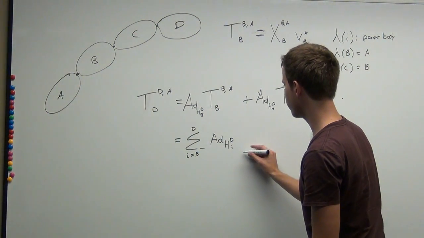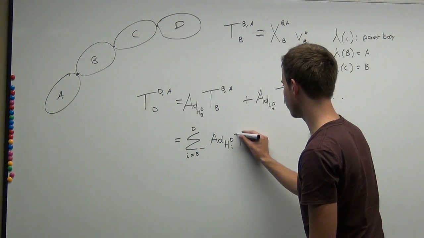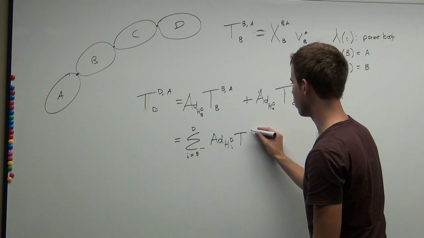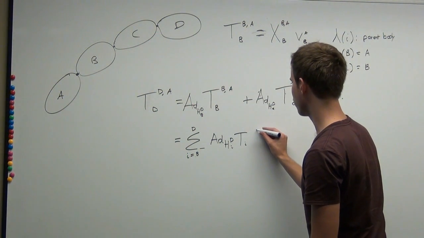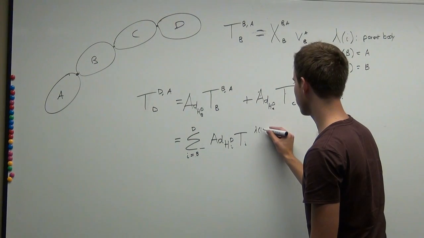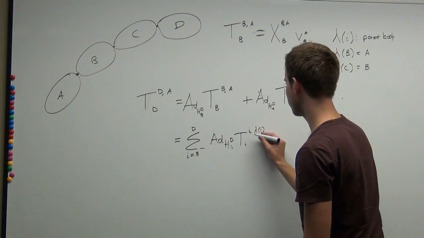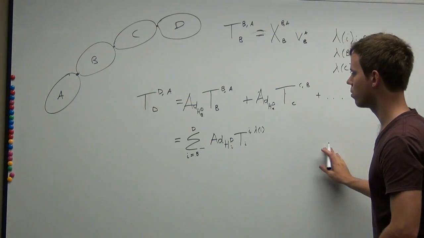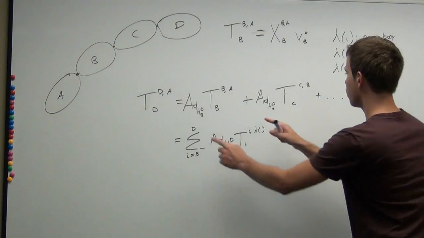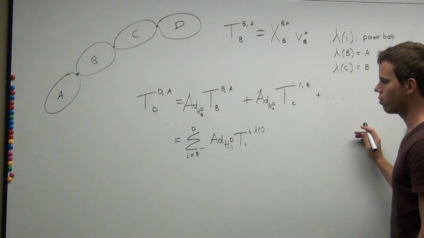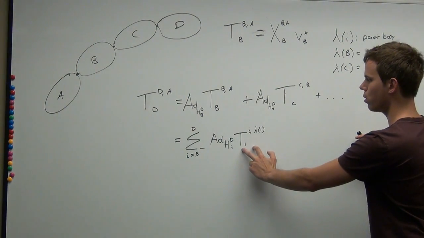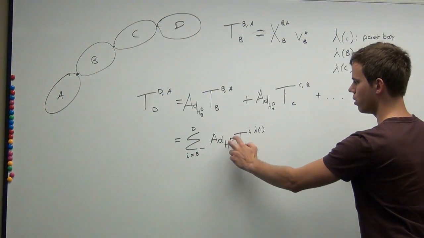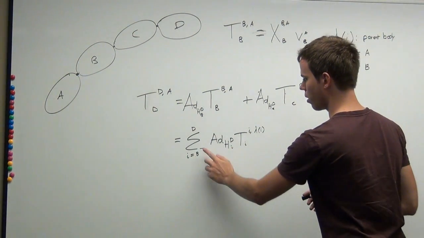From frame I, the twist of I with respect to lambda of I, expressed in I's frame. So that's basically what this whole summation is, right? We're just taking the local twist, the joint twist, and transforming it to D's frame, and then adding all of those twists together.